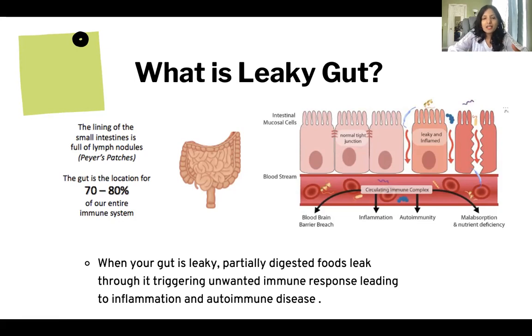So the gut, in the sense the small intestine, is the location of 70 to 80% of our immune system. I feel this is a very, very important thing because for me personally, being a science student all my life, when I was getting into nutrition, I was trying to figure out why diet has a role to play in autoimmune disease.